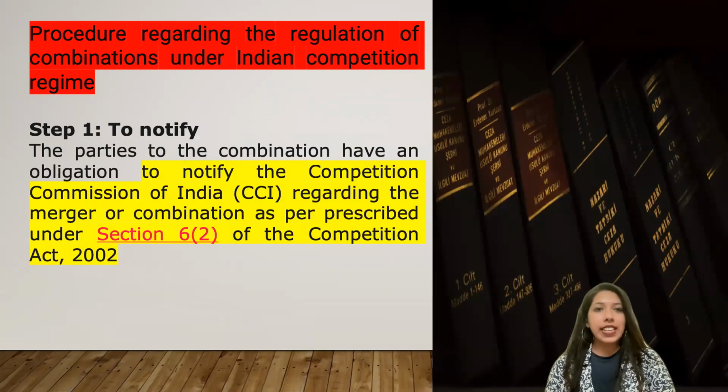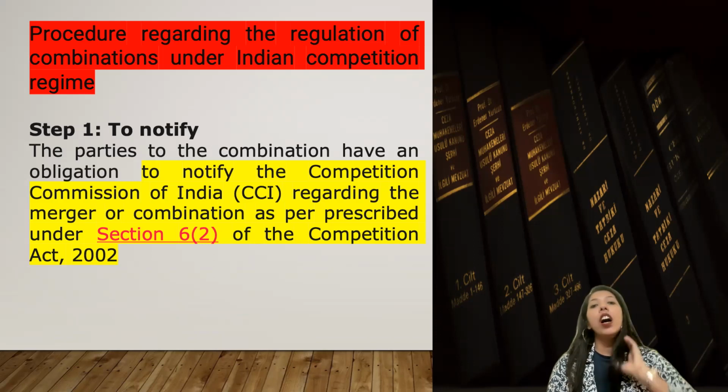Now, coming back to India, the procedure regarding the regulation of combination includes step 1, to notify. That means to notify the commission, that is the Competition Commission of India, regarding the merger or combination that you're going to do, as prescribed under Section 6, Subclause 2 of the Competition Act of 2002. So the first step is to notify.